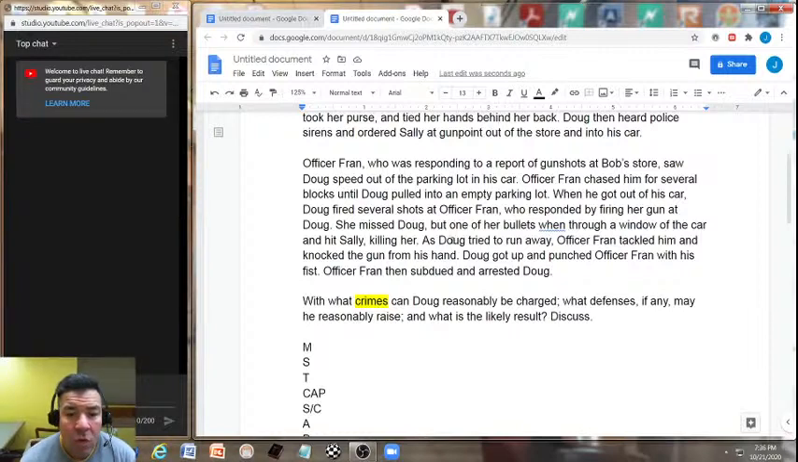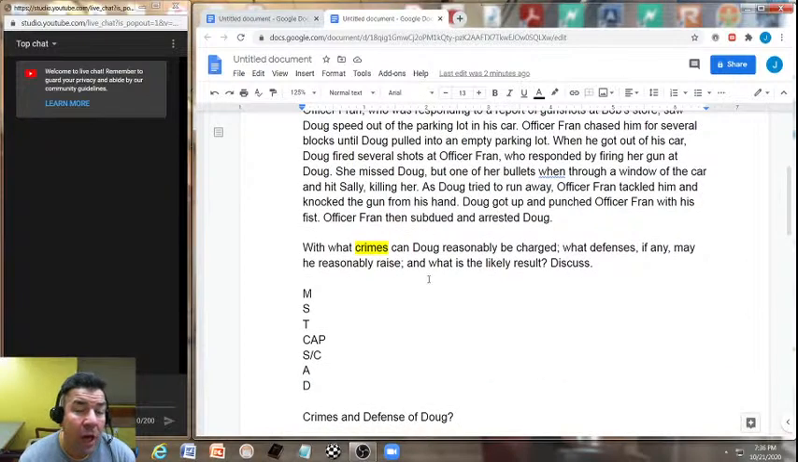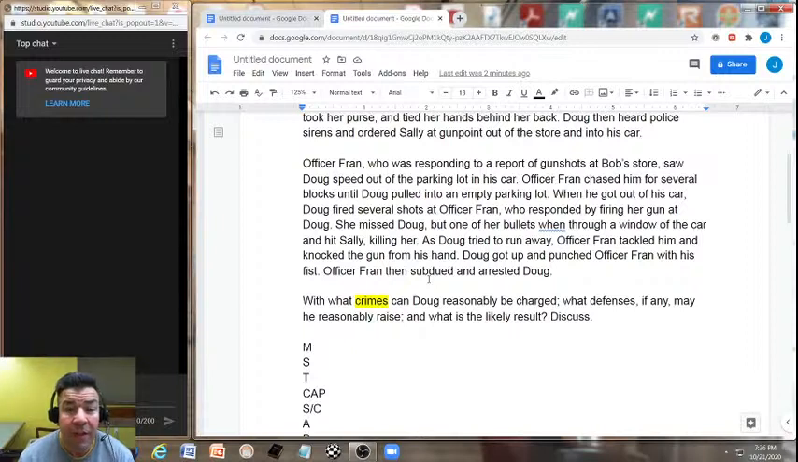As Doug tried to run away, Officer Fran tackled him and knocked the gun from his hand. Now, this could also be an aspect of his self-defense argument as well.